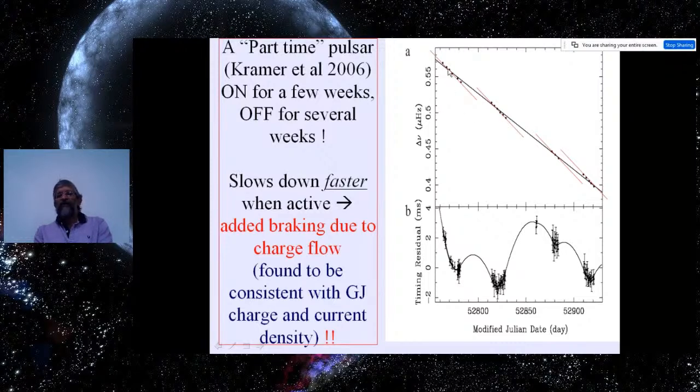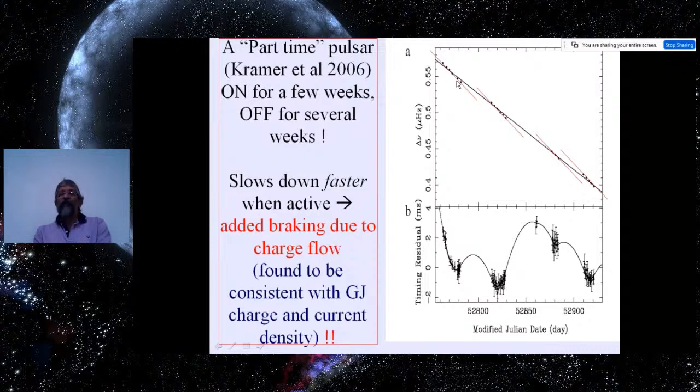Now we know that this is how we normally look at how, over a long time scale, the pulsar is slowing down. So this is the change of frequency of its rotation, which was seen to change in the expected fashion.